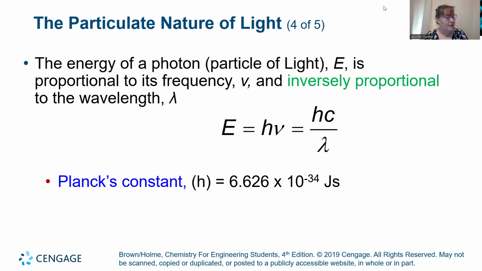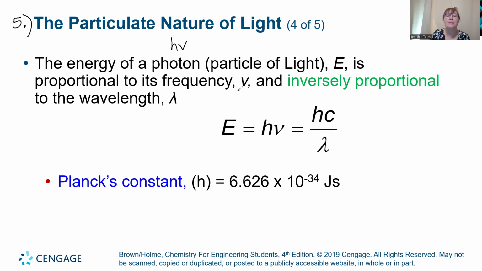Now let's look at the particulate nature of light. We find that light is not just a wave. It has these packets. Light can only travel in packets of h nu. You can't have 1.5 h nu. It's going to be h nu, 2 h nu, 3 h nu. So we have a very specific energy value for each photon, and this will give you the energy of a single photon of your light.